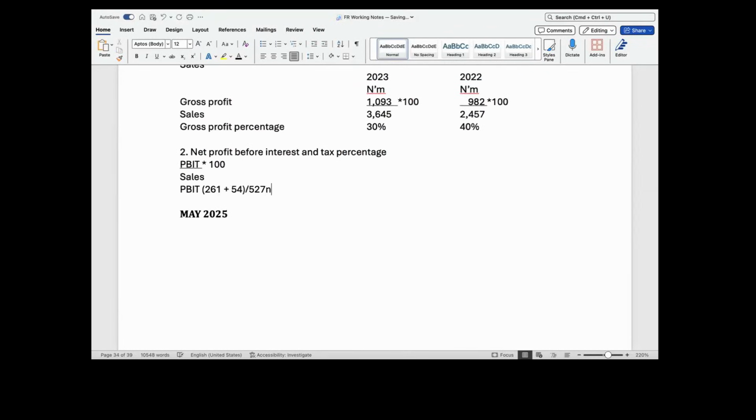You find in your exams, they usually test you on this quite a number of times. And a lot of students usually fall into this trap. So 261 plus 54 is 315. 527 plus 9, that's 536, right? Yes, sir.